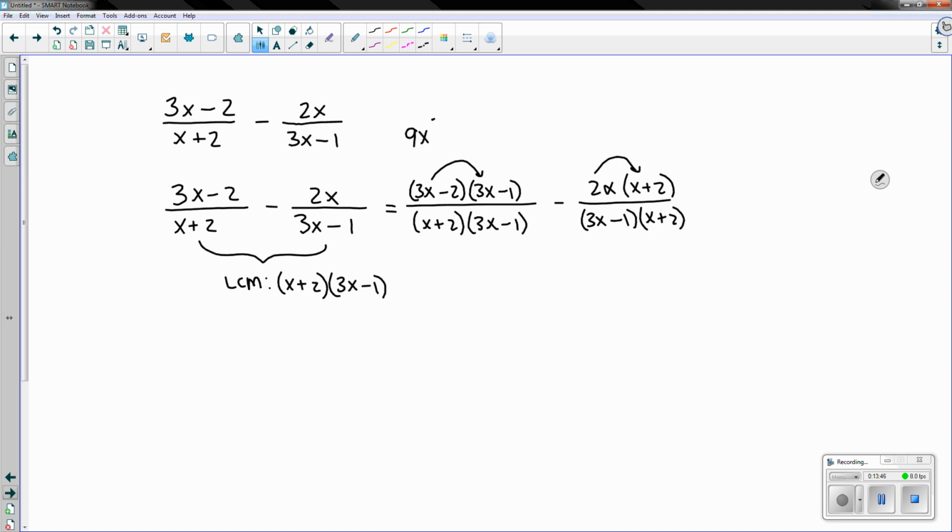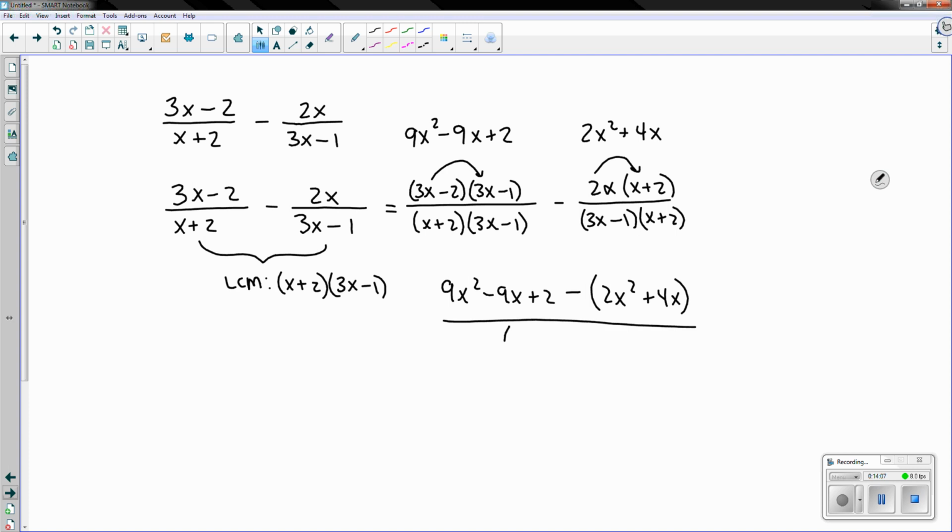We're going to have 9x squared. So minus 3x minus 6x is minus 9x plus 2. And over here, we're going to have 2x squared plus 4x. So we have 9x squared minus 9x plus 2. And remember, we're subtracting the entire numerator over here. Now distribute.